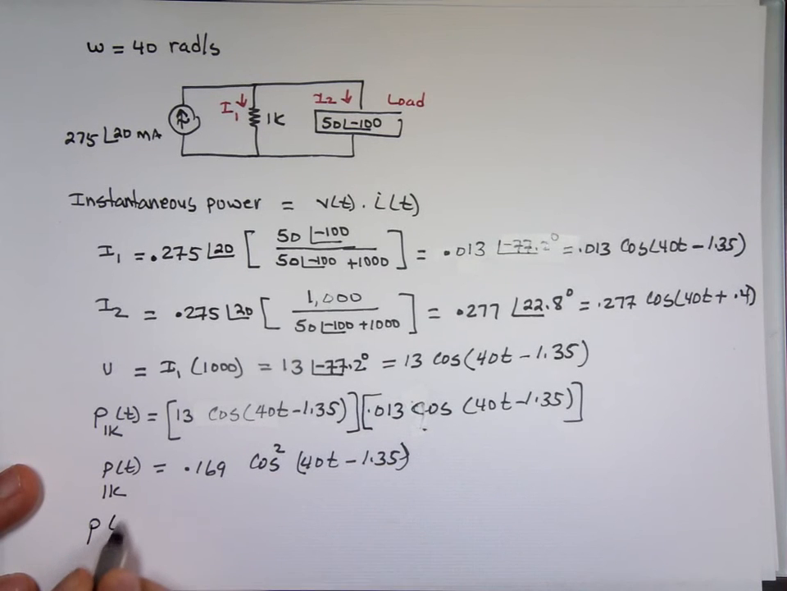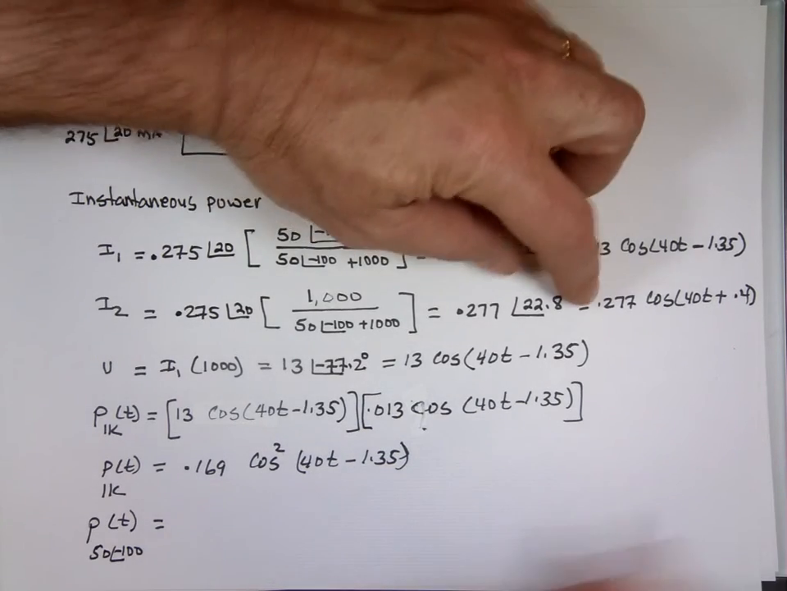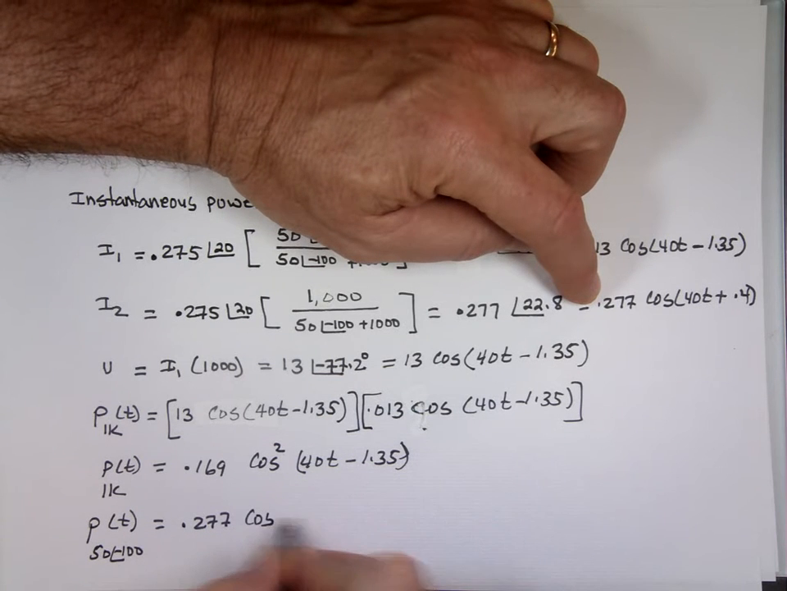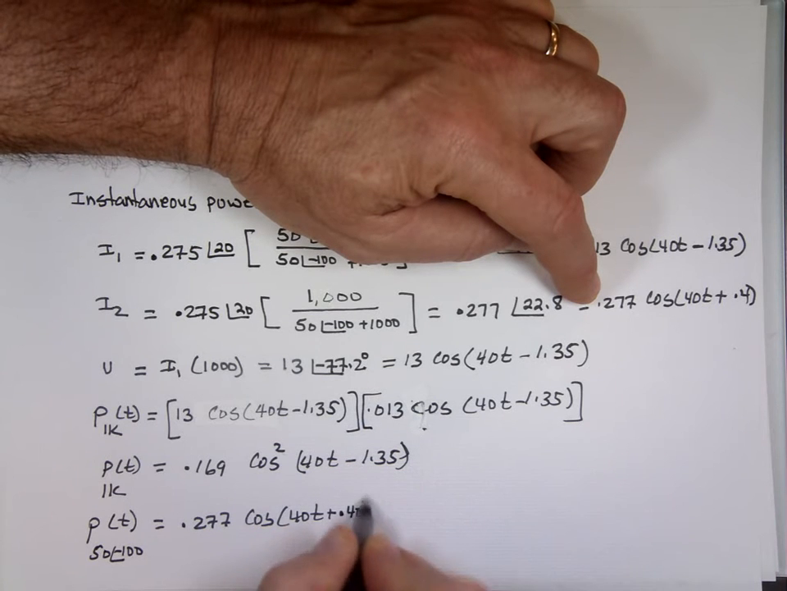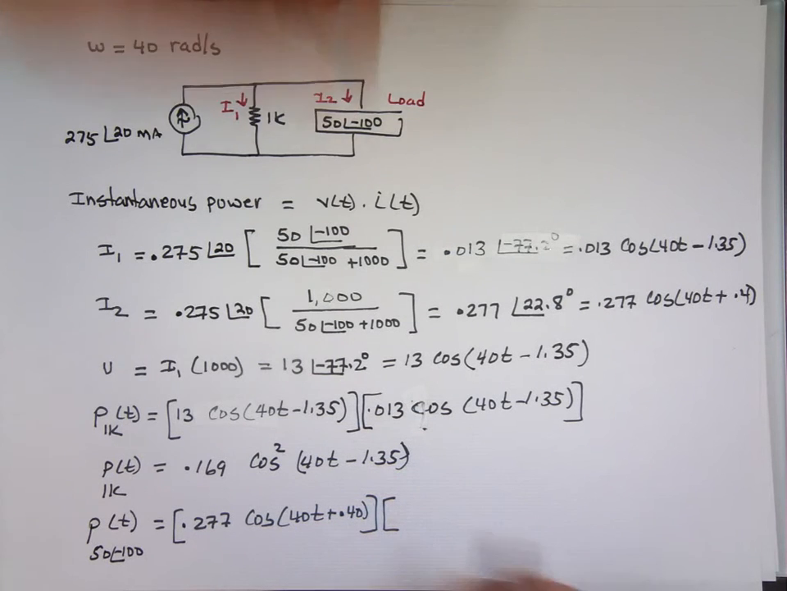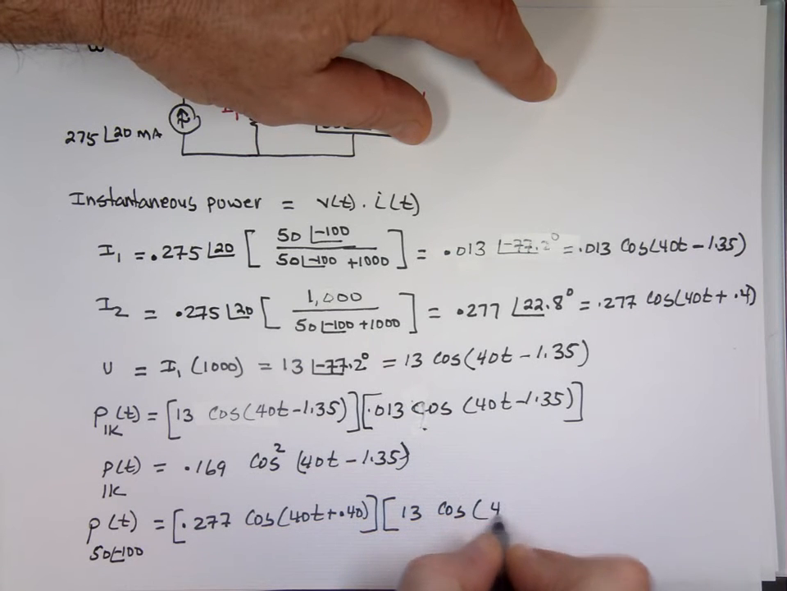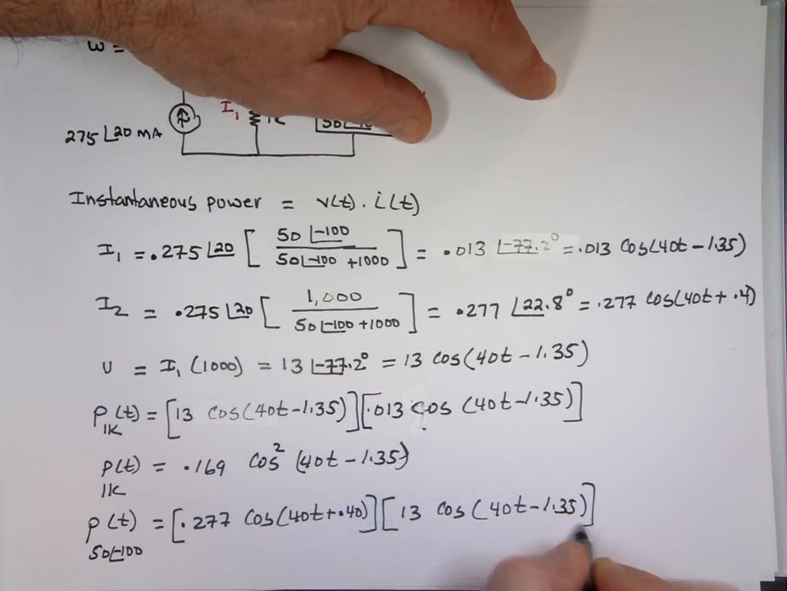For the load, 50 angle negative 100, we know what the current is. I'll just leave it without simplifying. I sub 2 is what? 0.277 cosine (40t plus 0.40), times the voltage, which is what? 13 cosine (40t minus 1.35). Again, you tell me what time and I'll tell you.